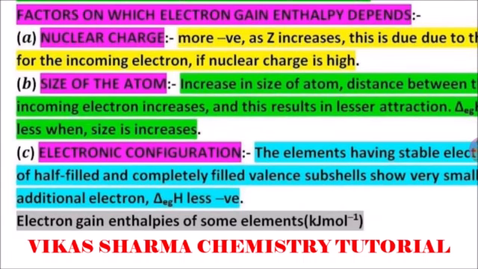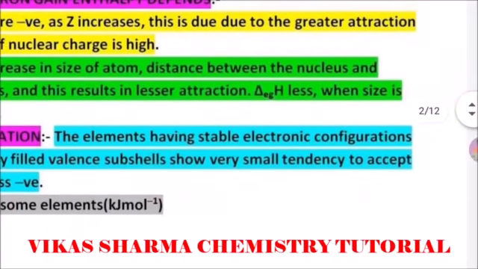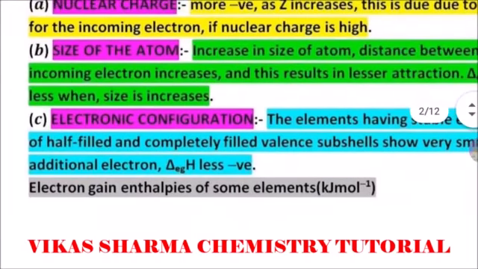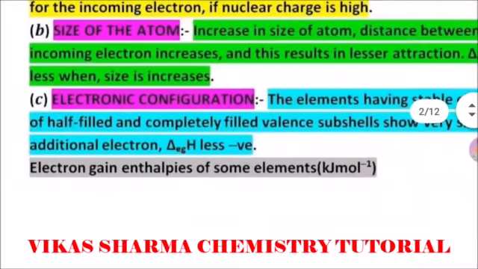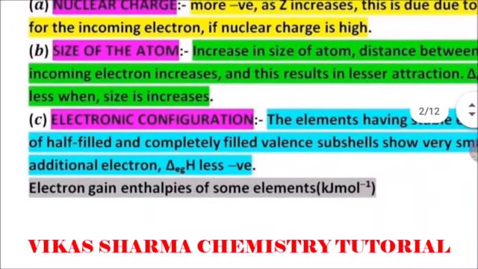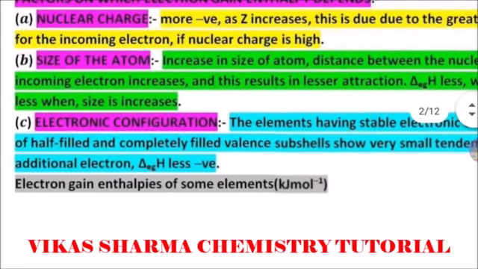Electronic configuration is another factor. Elements having stable electronic configurations, half-filled or completely filled subshells, show very little tendency to accept additional electrons. So ΔegH is less negative. A stable configuration makes the electron gain enthalpy more positive. For example, noble gases have positive ΔegH.